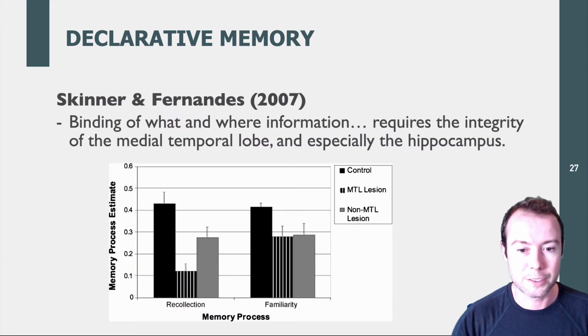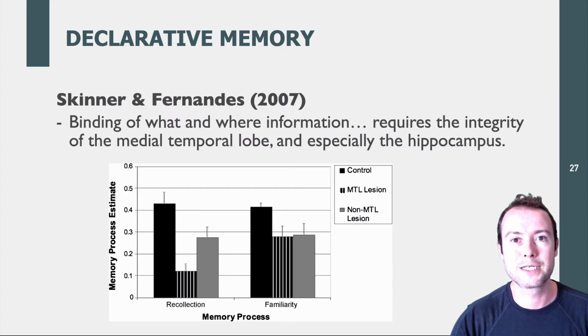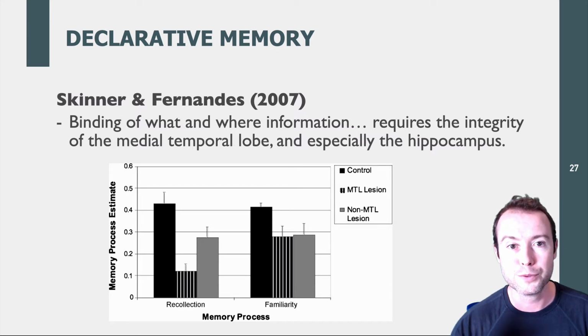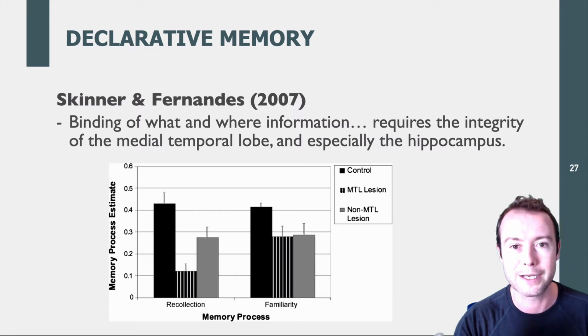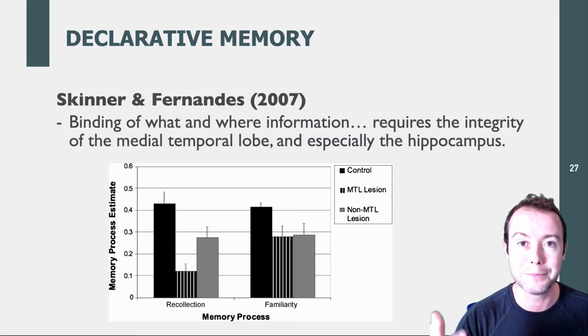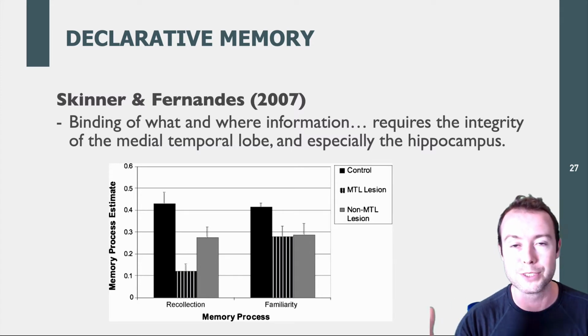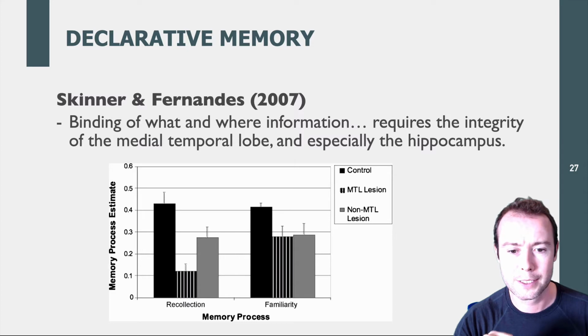Evidence for this comes from a review paper by Skinner and Fernandez. They reviewed all the studies that were published of amnesic patients that either had damage that involved the medial temporal lobe and the hippocampus, or they were amnesic patients that had damage to different brain regions.